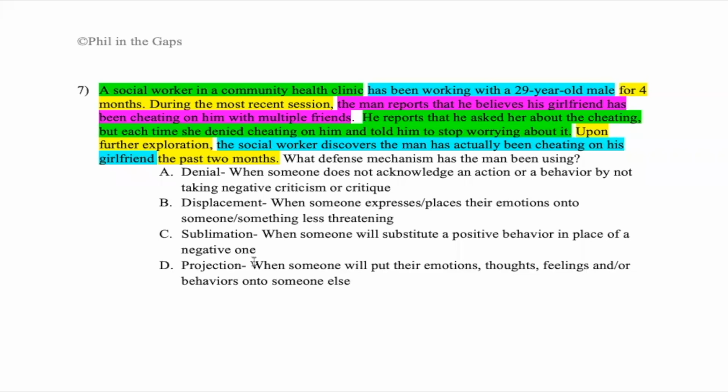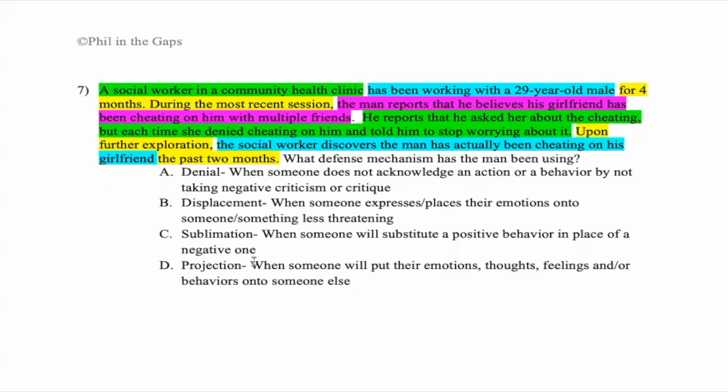So quick review. Social worker, community mental health clinic. That's where we're at. 29-year-old male. So that's our client. 4 months. Any length of time, hop on top of it because it also paints a picture of what we're looking at. So we've been working with them for 4 months. During the most recent session, any length of time, hop on top of it because it also paints a picture of what we're looking at. So what's going on right now during this session?